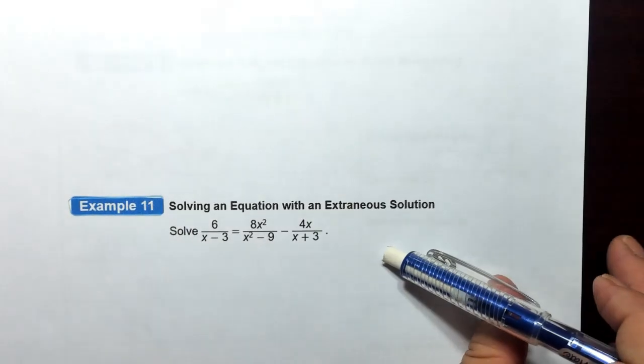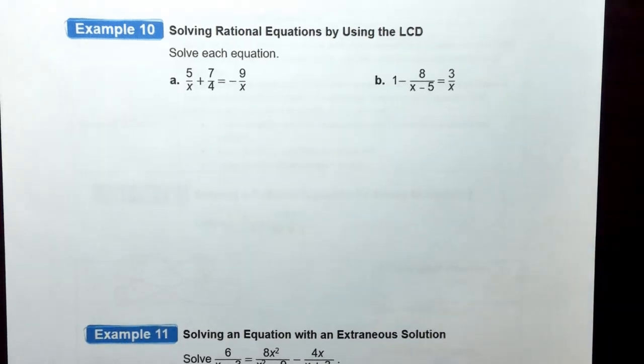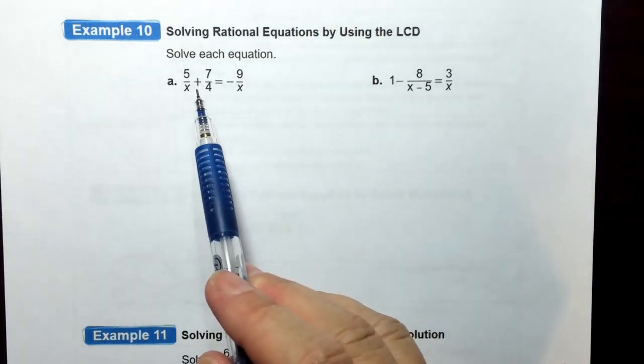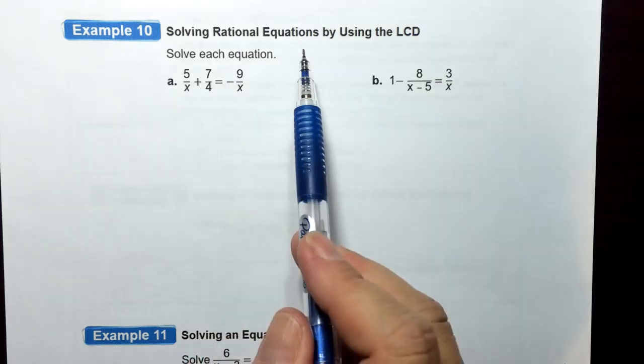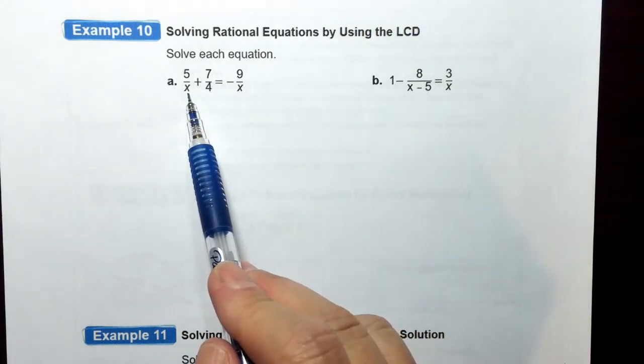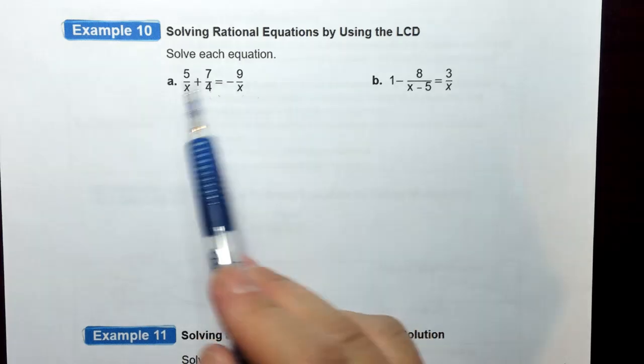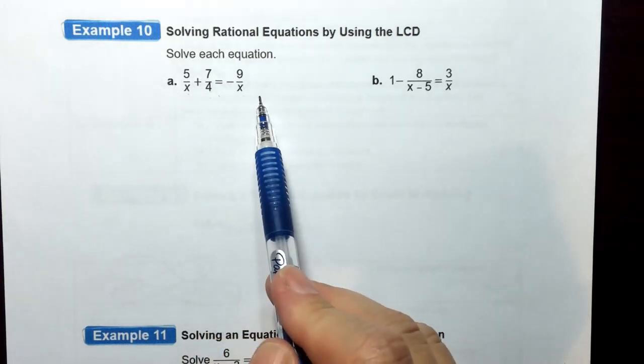All right, moving on to the next example. Solving rational equations by using the LCD, also known as the least common denominator. We did this in the last lesson. So we're going to solve this equation by using the LCD. Well, what is my least common multiple between these three? It's going to be 4x.